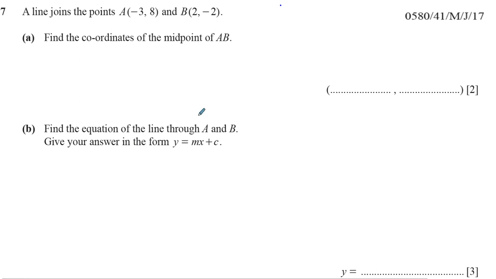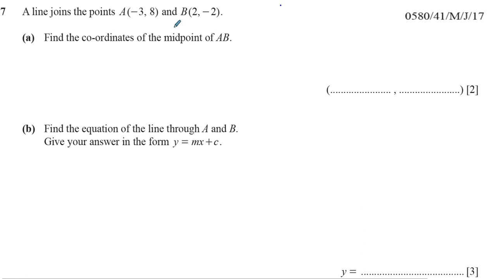Okay, now, a line joins the points A (-3, 8) and B (2, -2). Find the coordinates of the midpoint of AB. Now, the midpoint of a line is, you could say, the average of the x coordinates and the average of the y coordinates. And how do you find the average of two numbers? You add them together and divide by 2.